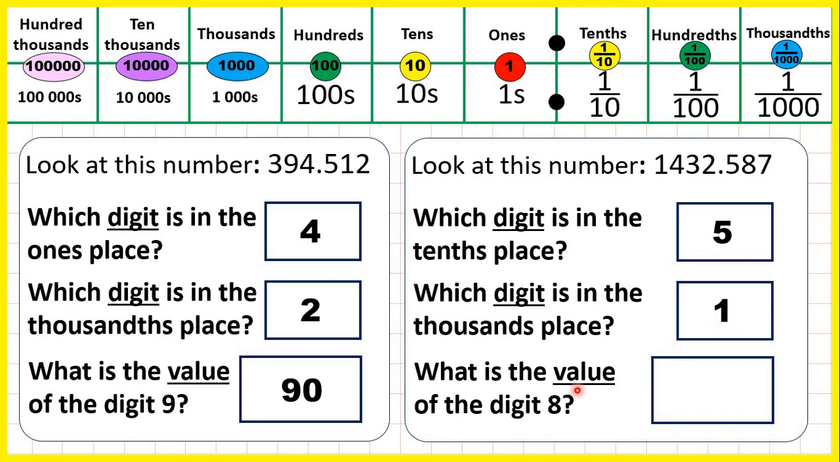Now, what is the value of the digit 8? So we can find the digit 8, and we can see that it's the second digit after the decimal point. Now, after the decimal point, we have our tenths, and then the second digit after the decimal point is our hundredths digit. So this 8 stands for 8 hundredths. We can write that as a decimal as 0.08. So we have a 0 in our tenths, so that this 8 stands for 8 hundredths. We could also show the value as the fraction 8 over 100, because that's 8 hundredths.